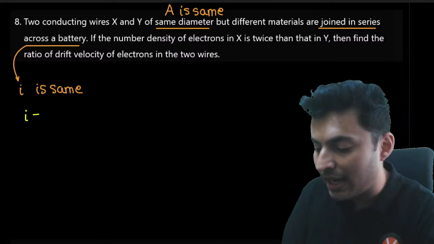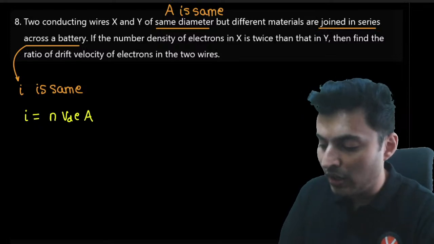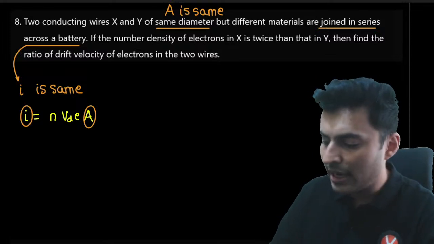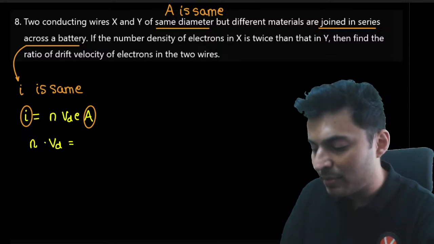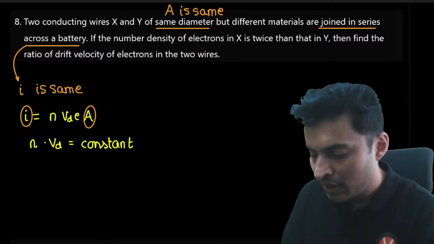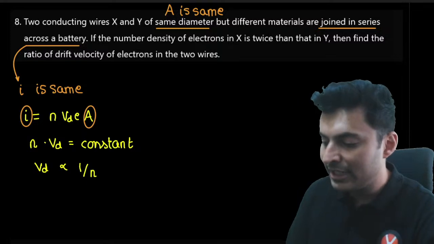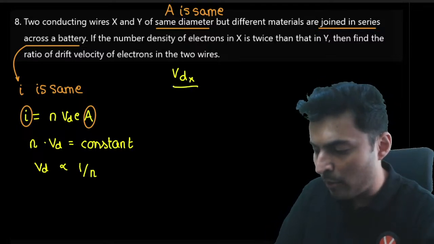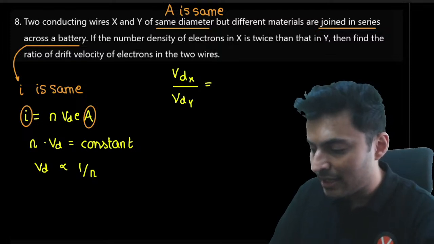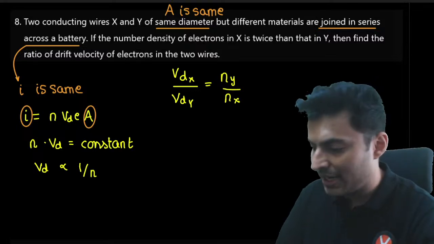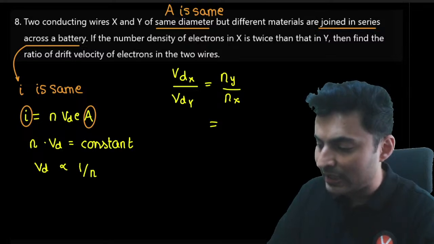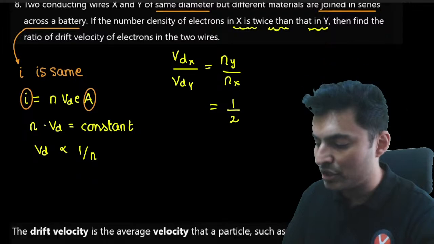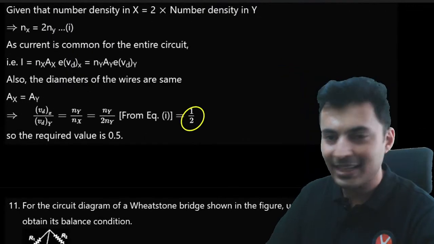We know the drift velocity formula is I = nAevd. Now current is the same, area is the same, and electron charge is a constant. Can you not see n into vd is basically a constant? So vd is inversely proportional to n. So vd of X upon vd of Y is nY by nX. It is clearly mentioned that the density of electrons in X is twice that of Y, so the ratio should be 1 is to 2. That is the answer.